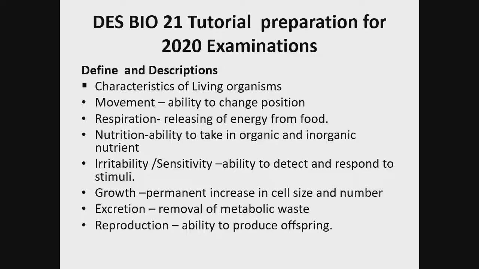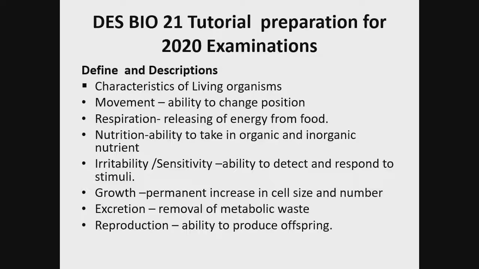We have movement, respiration, nutrition, irritability, or sensitivity, meaning that you can either write irritability or sensitivity, growth, excretion, and reproduction. Now let's look at the meaning of each of these words. So, meaning the definition. Movement is an ability for an organism to change position using a locomotion organ. So an organism must be able to change position.